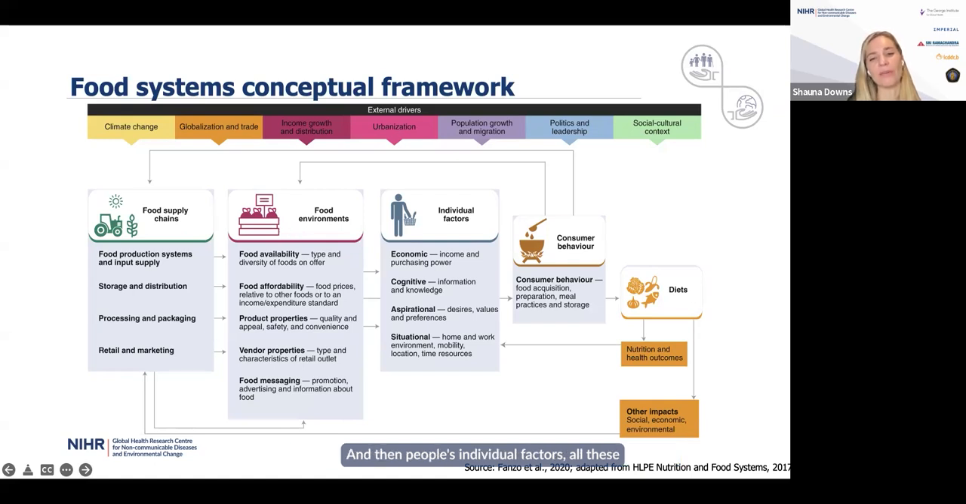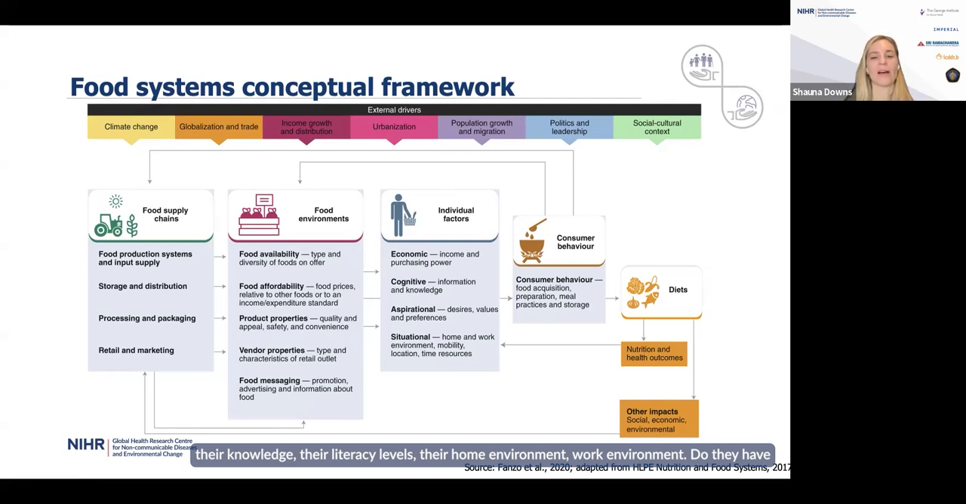And then people's individual factors, all these aspects of the individual themselves, like how much money they have, their knowledge, their literacy levels, their home environment, work environment. Do they have a place for cold storage within their households? Do they have access to a vehicle that they can then take to go to the market? All of those factors influence how people interact with their food environments.